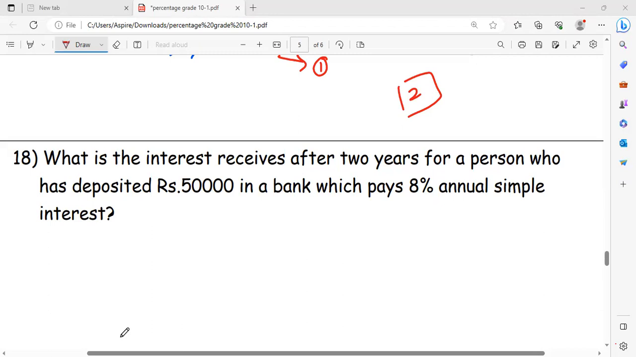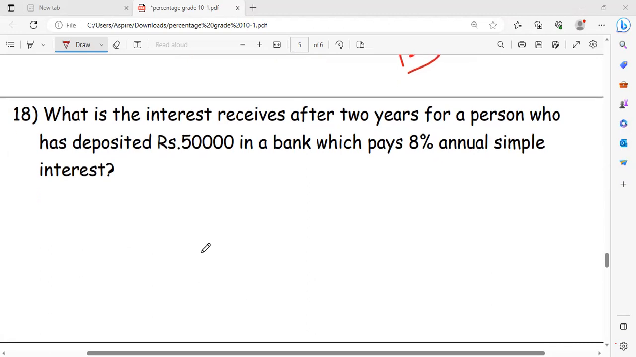What is the interest received after 2 years for a person who has deposited 50,000 in a bank which pays 8% annual interest?